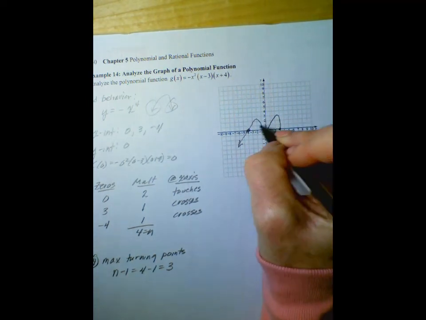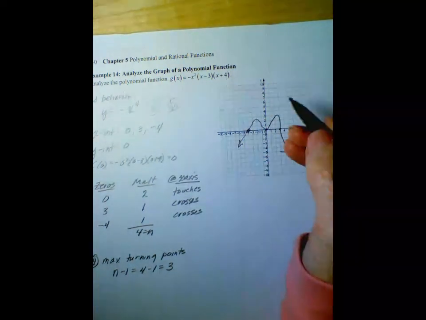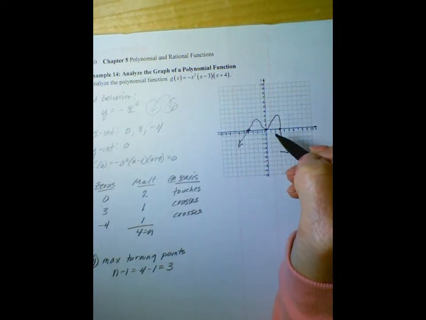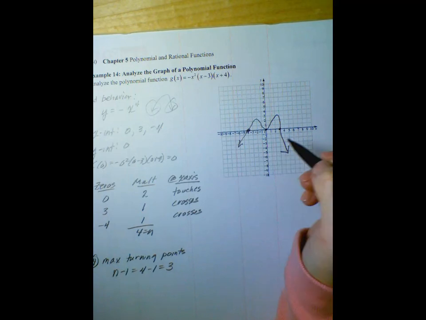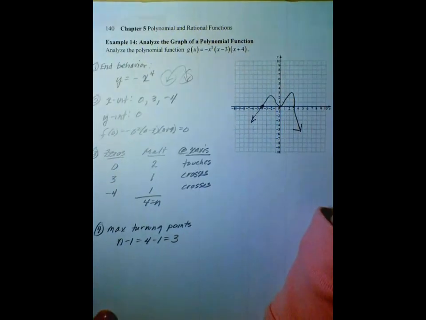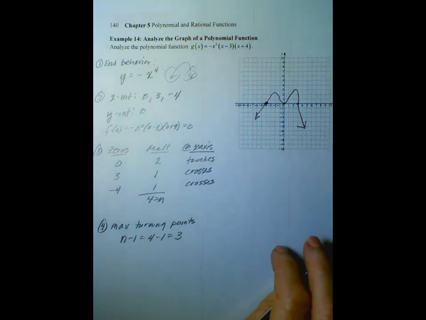So I don't really know how high up it goes. We didn't bother to find any points there. That's not what we're interested in. We're interested in basically where are we crossing or touching, and when are we above or below the axis, and what's happening on the endpoints. Okay, we have finished section 5.1.